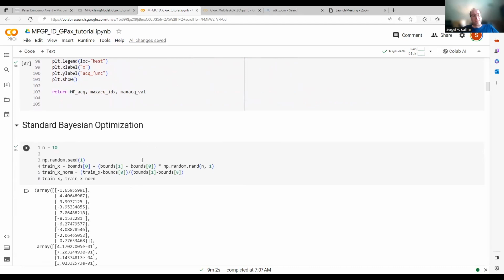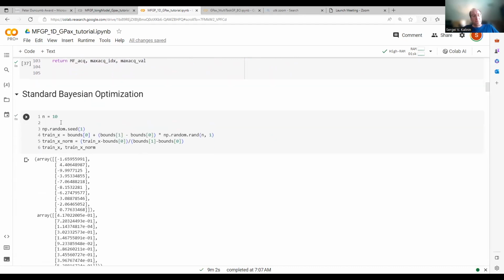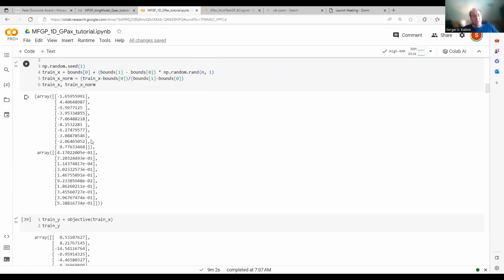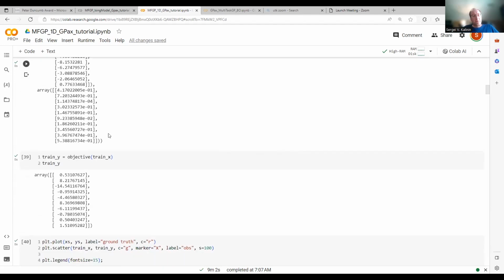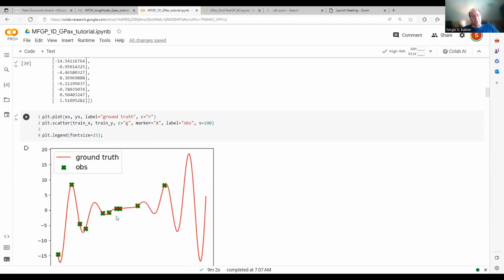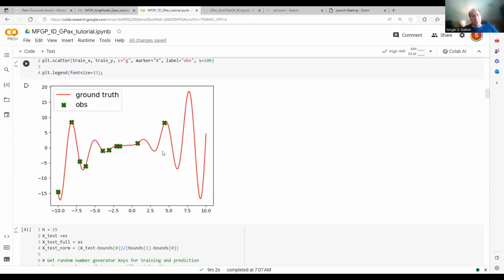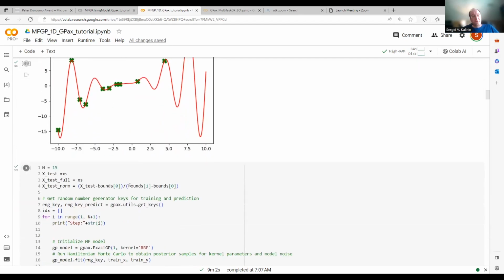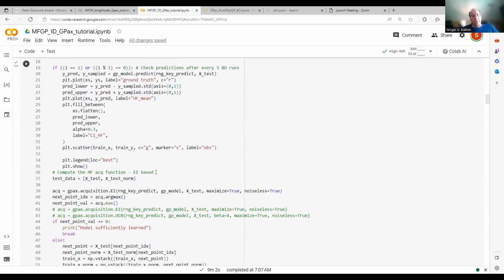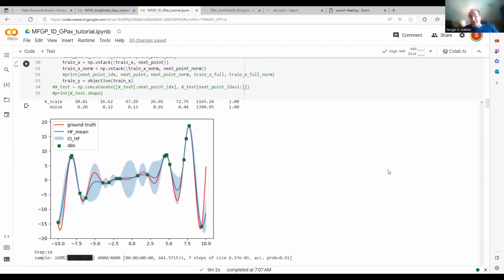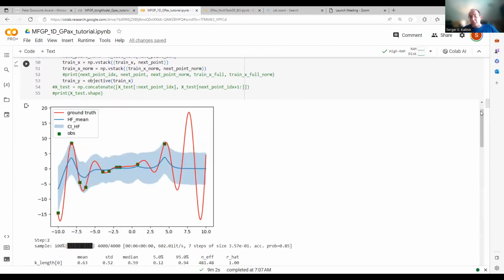Let's start with the standard Bayesian optimization. We calculate some seeds, we pick them more or less randomly. This is our ground truth. The crosses are observations. Then we run the usual Bayesian optimization cycle. By now you have already seen this many times. So this is our ground truth behavior.